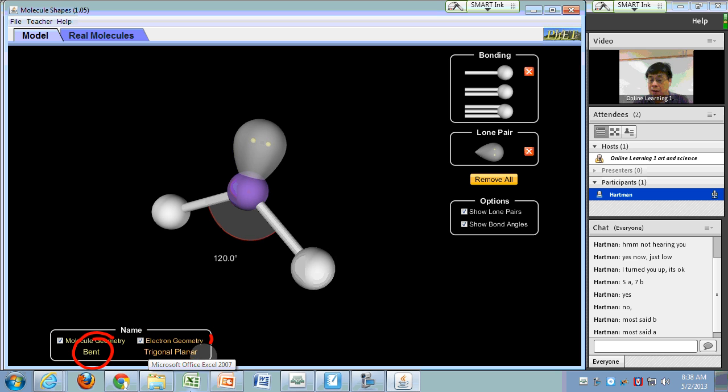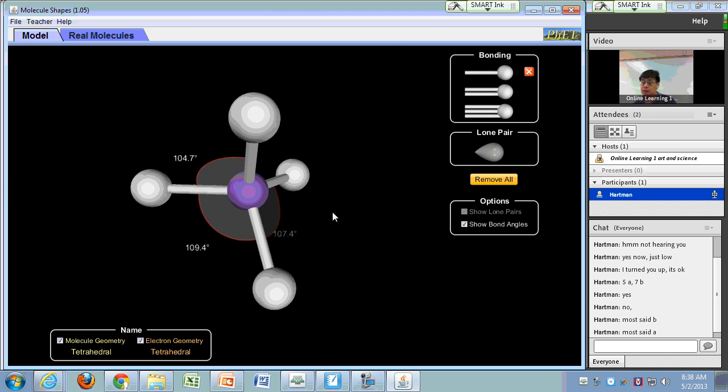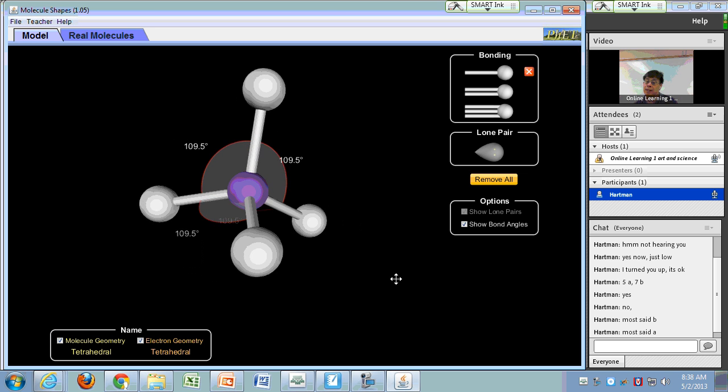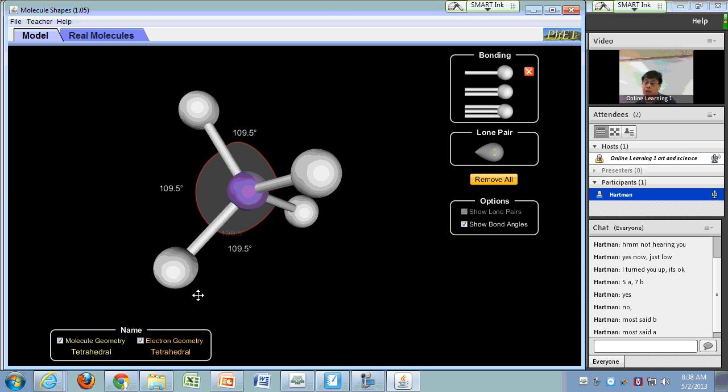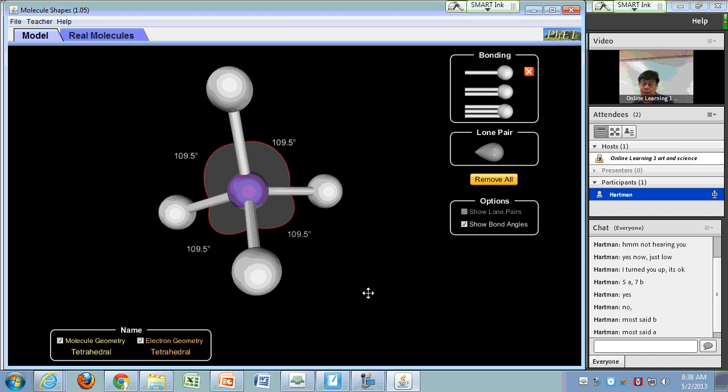What if the steric number is 4? Let me remove that lone pair and add 4 single bonds. I have 4 single bonds. You have a 3-dimensional structure. The best way to get these groups as far away from each other as possible is to have what's called a tetrahedral structure. Why is it called tetrahedral? Imagine this one right here is one face of a pyramid. You have 4 triangles, and there's a triangle at the bottom.